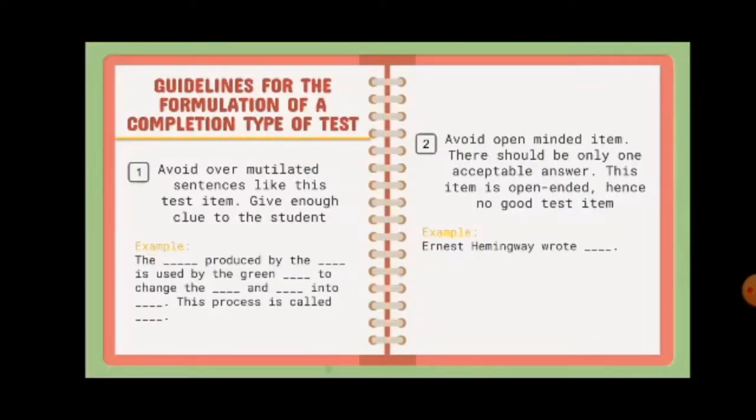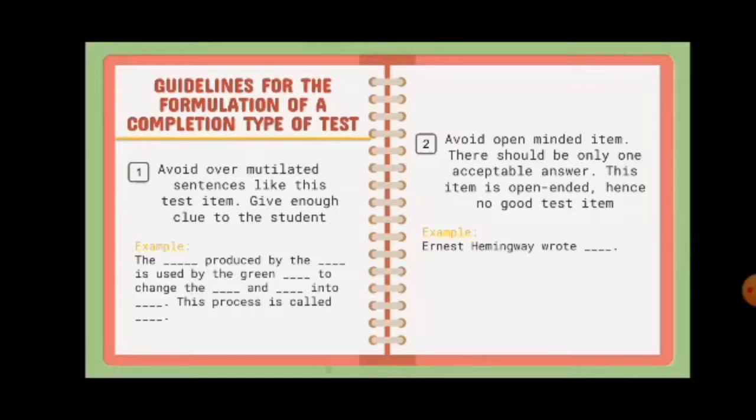So here are the guidelines for the formulation of a completion type of test. Number 1. Avoid over-mutilated sentences like this sentence. Give enough clues to the students.